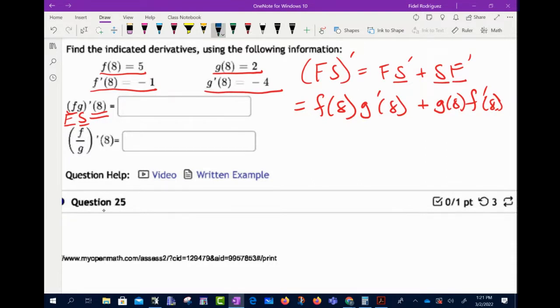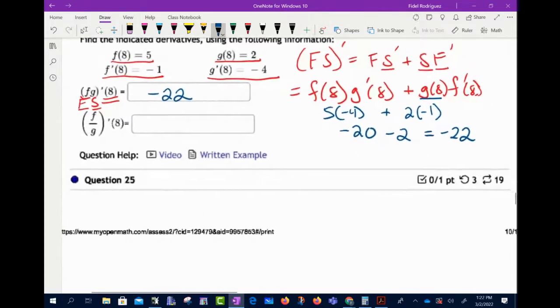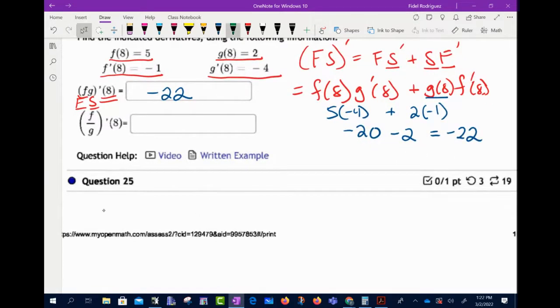What's f of 8? 5. What's g prime at 8? Negative 4, good. g of 8 is 2. Excellent. f prime at 8, y'all, is negative 1. So isn't this a negative 20 minus 2, a negative 22? Does that work? Yeah? Good. Excellent, y'all. Good job. Okay, there is a part B to that problem.